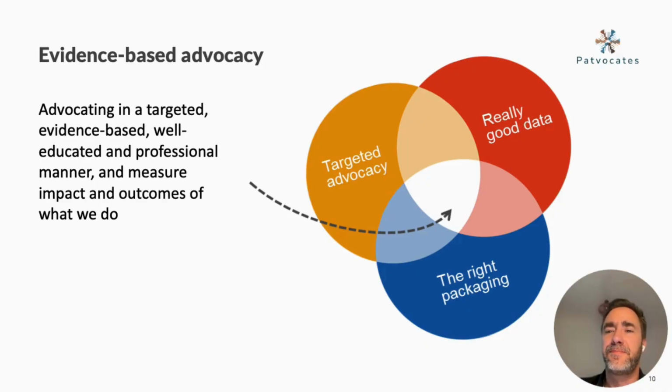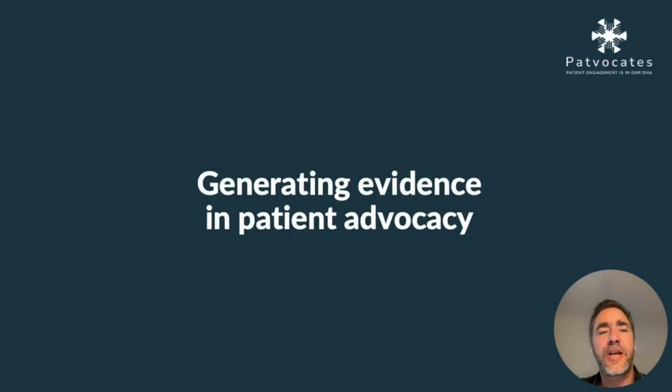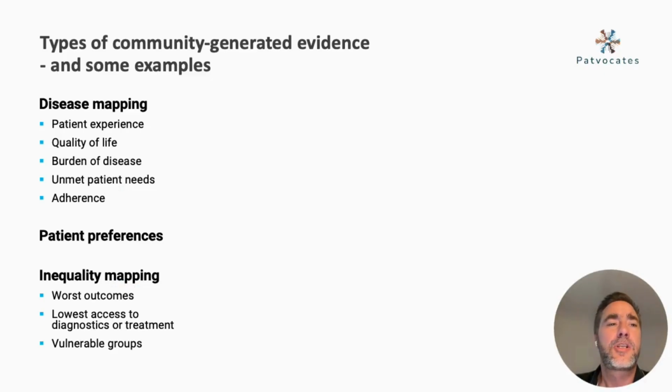So how does generating evidence work in patient advocacy? Because we might think, well, that's for others. Others need to generate that evidence, but sometimes it's really the patient organizations that need to drive that evidence generation and make sure that evidence actually becomes available for advocacy work. So let's talk about three different types of community-generated evidence, so evidence that actually the patient community can generate.